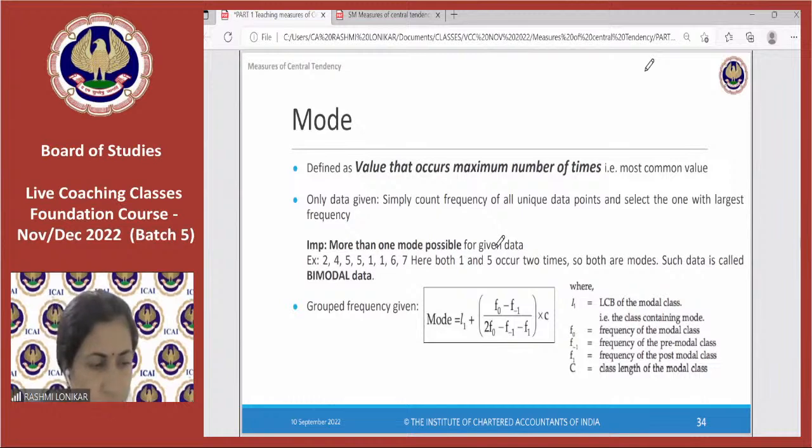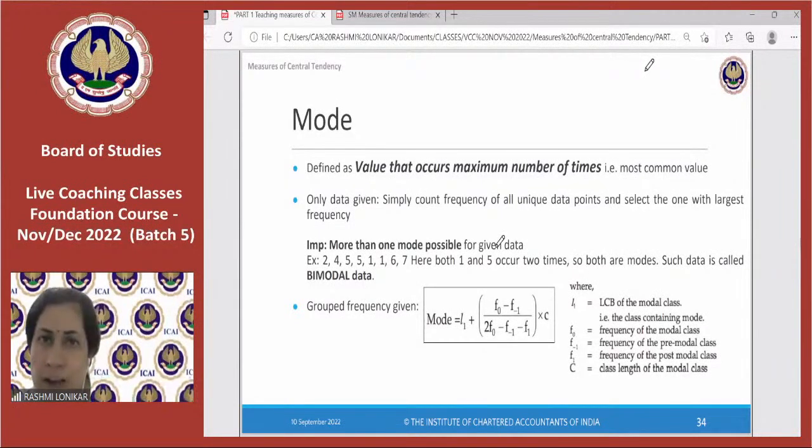Now we are coming to the concept of mode. In mean we are finding the average. In median we are finding the positional measure of defining the data. So median is the positional place. And now we are talking of mode. Mode is talking about the frequency, which is the observation that is appearing most frequently. It is defined as the value that occurs the maximum number of times. That is, it is the most common value present.